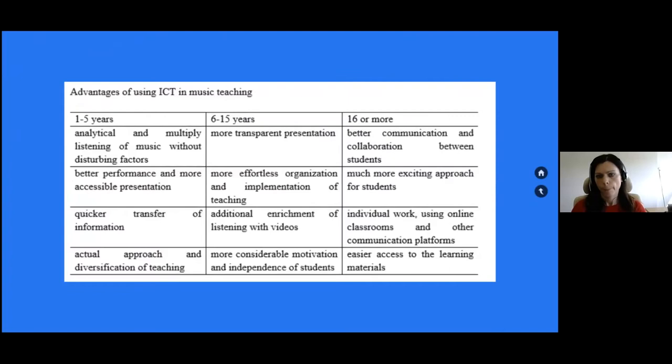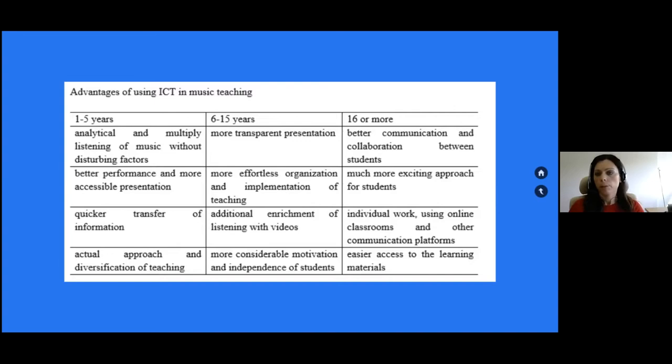About advantages, you can read it on the screen. Some of them said that this distance learning is quicker in transfer of information, can give better performance and a more accessible presentation. Some said that the communication was better, that collaboration between students was better, more transparent, more enrichment of listening videos, and so on. So the answers were quite different.